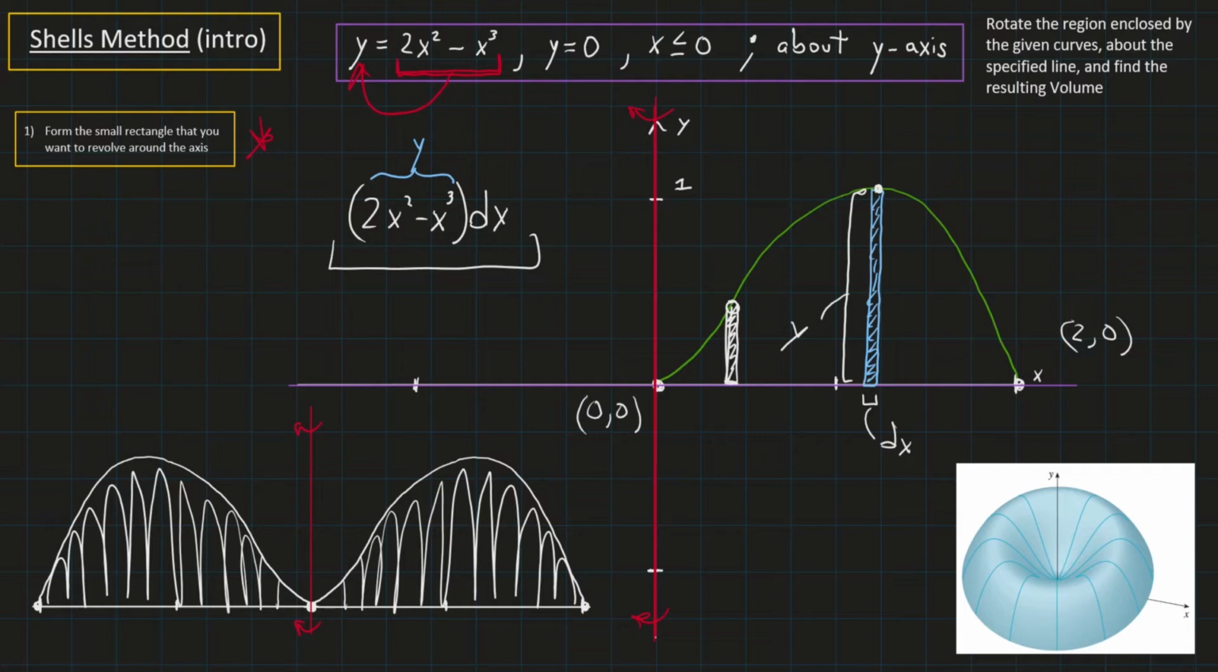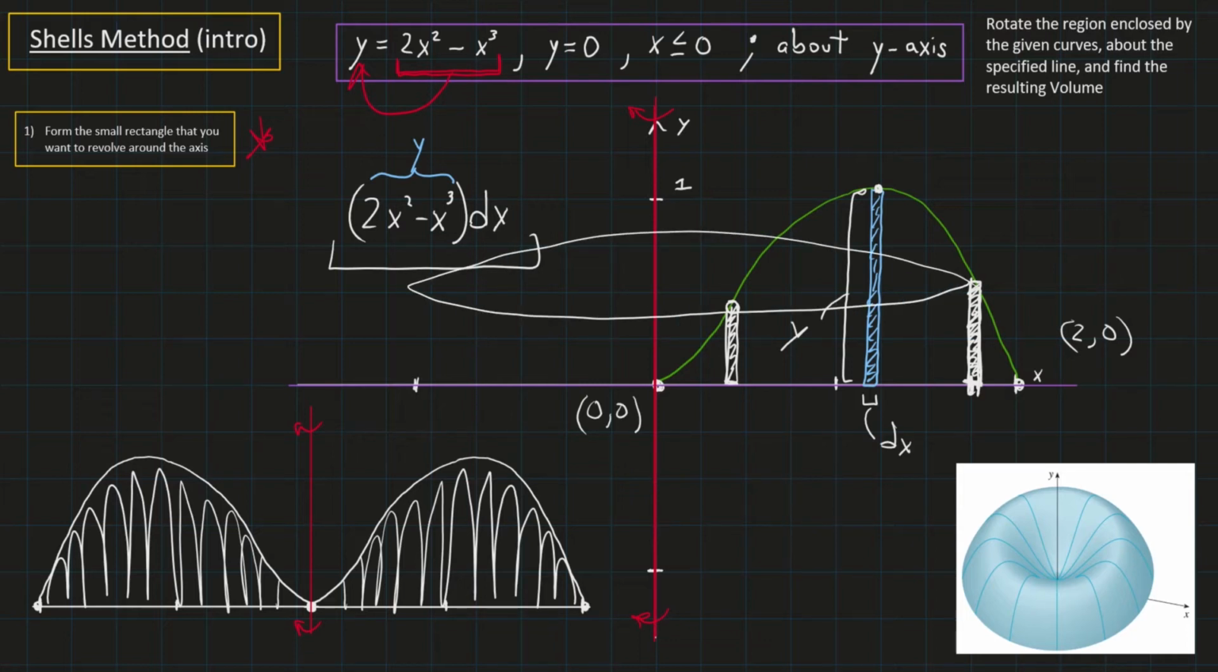I can plug in a bigger x over here. Maybe that would be 1.75. Plug 1.75 into the equation, it gives me the y. Take that y, multiply it by dx, and it gives me the area of this tiny rectangle. Alright, it looks like I formed the equation that gives me the small rectangle. And what we want to do with this small rectangle is revolve each one about our y-axis to give the shell. That will be our next step.